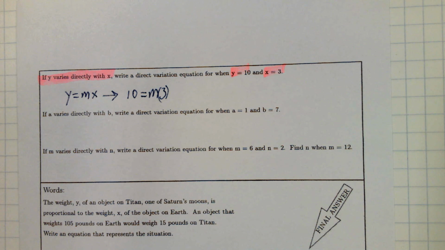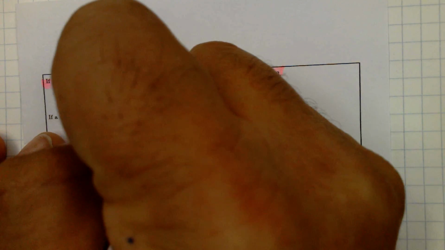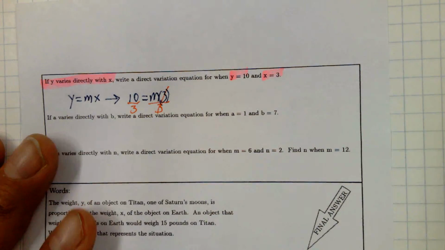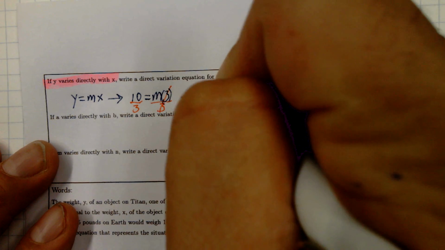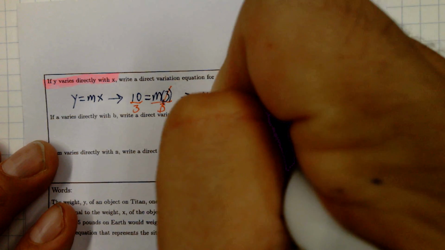What do we do? It's m times 3. What's divide by 3? A lot of this math that we do boils down to simplifying or solving a very simple equation. So m equals 10/3. Leave it as an improper fraction.